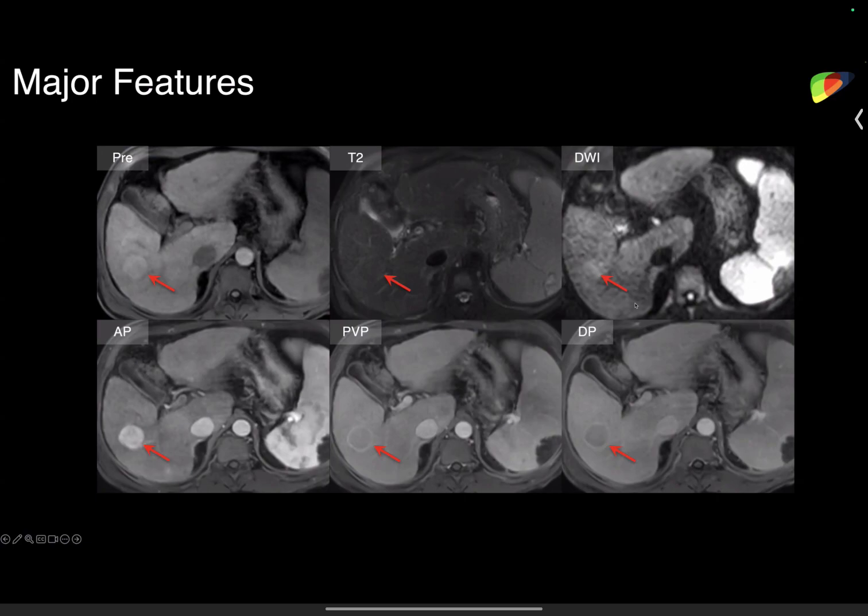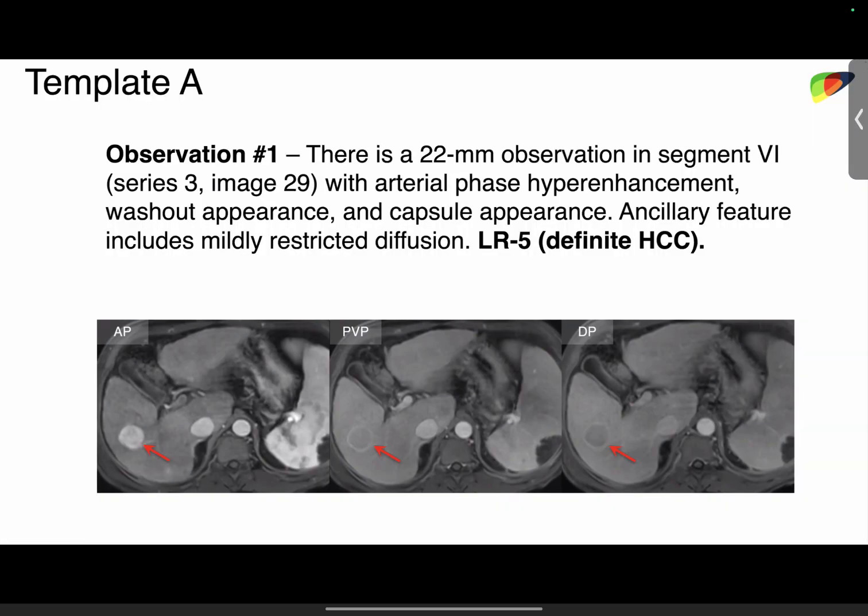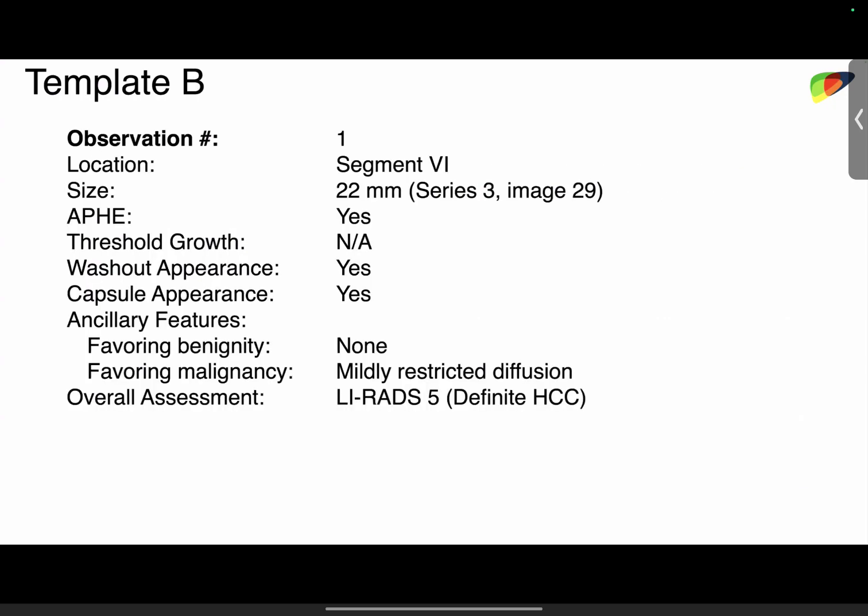This is what the report would look like using template A. Notice the assignment of LI-RADS 5 category or definite HCC. This is the same information presented with template B in a more structured fashion.